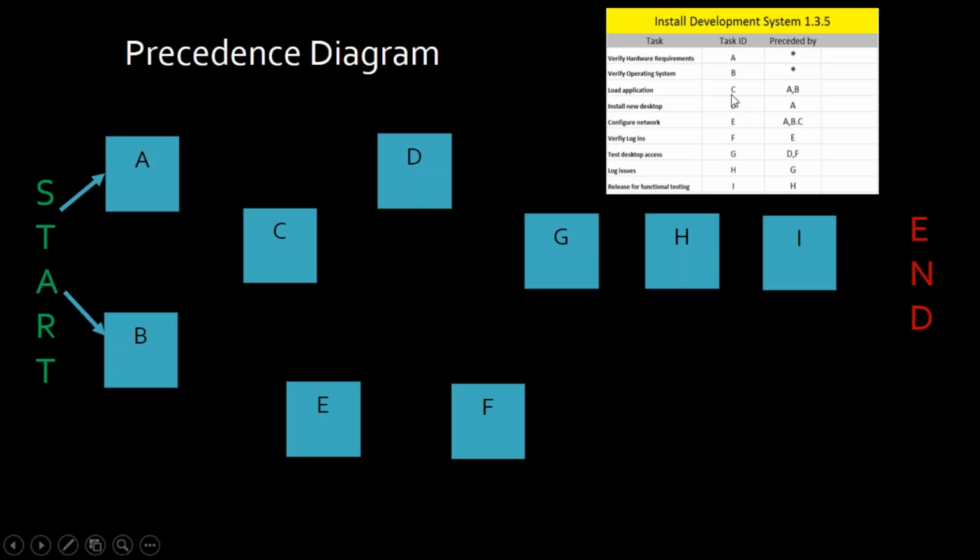But task C, when I go over to the precedents and I see A and B, what that means is that C cannot start until A is finished and B is finished. Both A and B have to be finished before C can start. That's what I'm showing you here in the precedence diagram. Did you both see that before I go further?